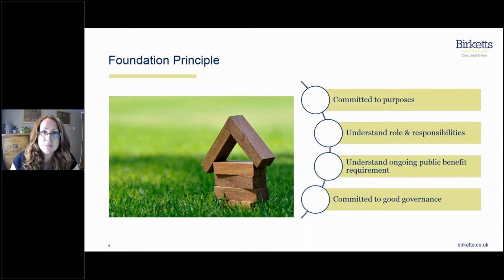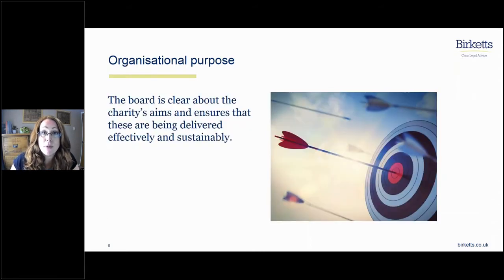So with that assumption in mind, the top part of the code is the organisational purpose. It is what your charity is established for. It is the charitable purposes as set out in your governing document. The point of putting this at the very top of that diagram is to demonstrate that all of the pillars of good governance are there to hold up and advance that organisational purpose.